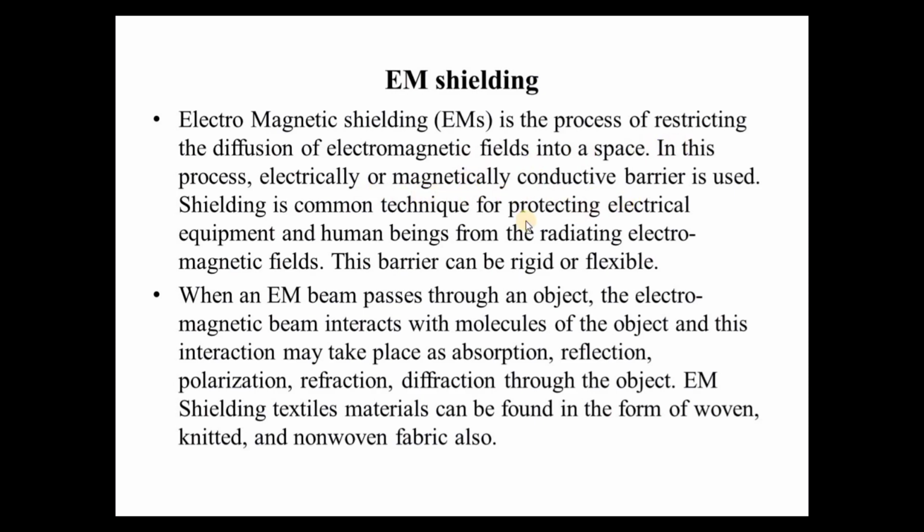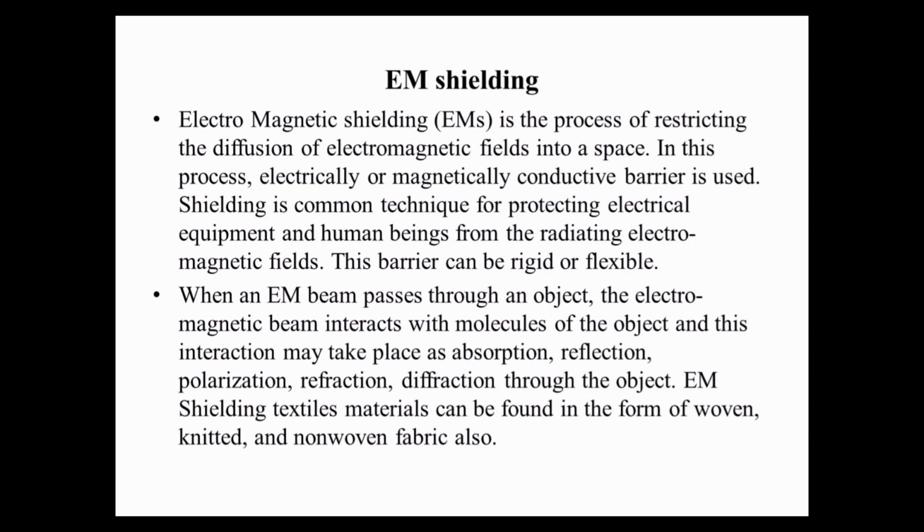Next one, EM shielding. Electromagnetic shielding is a process of restricting the diffusion of electromagnetic fields into a space. In this process, electrically or magnetically conductive barriers are used. Shielding is a common technique for protecting electrical equipment and human beings from radiating electromagnetic fields. These barriers can be rigid or flexible.